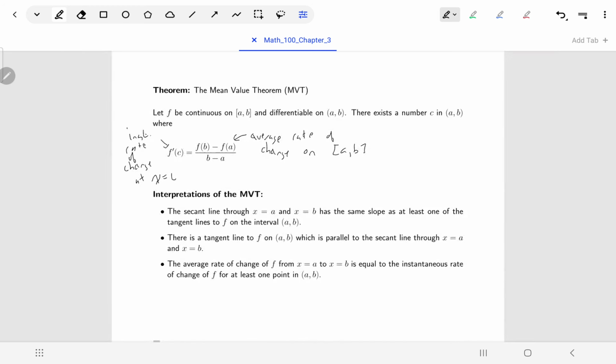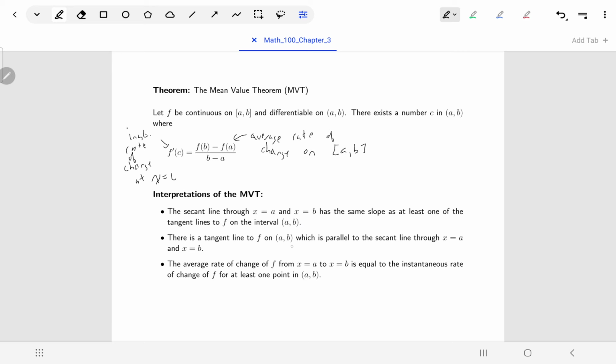So if we're thinking about some interpretations, what is the mean value theorem actually telling us? In addition to being the average rate of change, this is also the slope of my secant line that goes from x equals a to x equals b. So the slope of my secant line from a to b is the same thing as the slope of my tangent line at c. In other words, the secant line through a and b has the same slope as at least one tangent line on that interval.